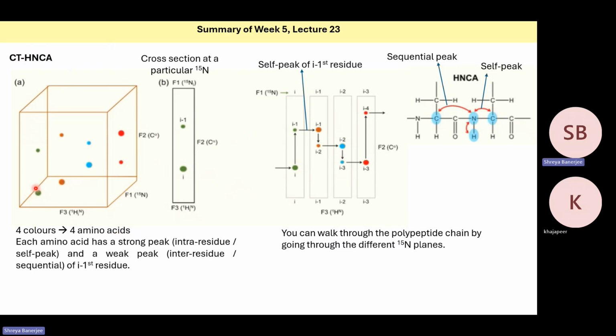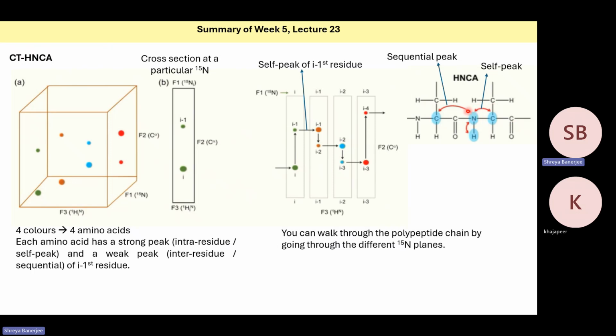Each amino acid has a strong peak, if we look at this green colored amino acid, due to interactions within the same residue, and a weak peak due to interactions with the residue before or after it. If you see the HNCA, the transfer of magnetization from the N to this C alpha is transfer of magnetization within the same residue. It is also called a self peak, and this is strong because of the smaller distance.